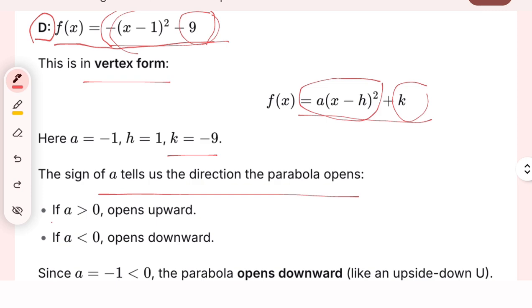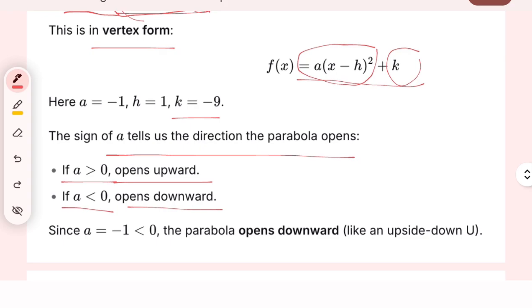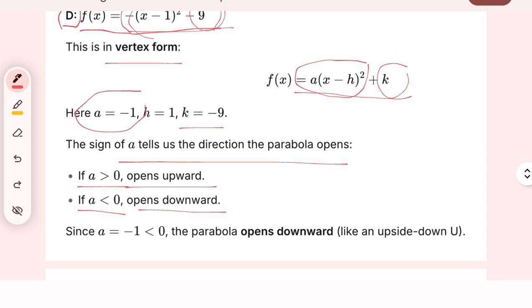This is the rule: if a is greater than 0, then the parabola opens upward. If a is less than 0, then it opens downward. Now let's check. Since a is -1 for letter D, which is less than 0, the parabola opens downward.